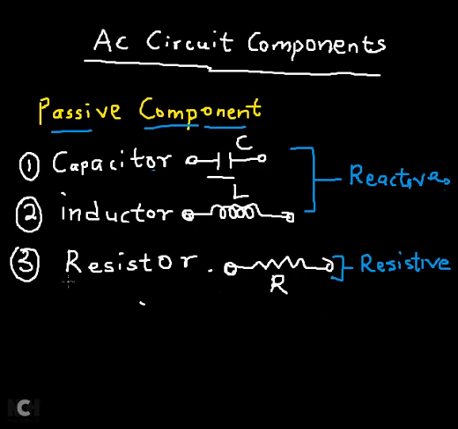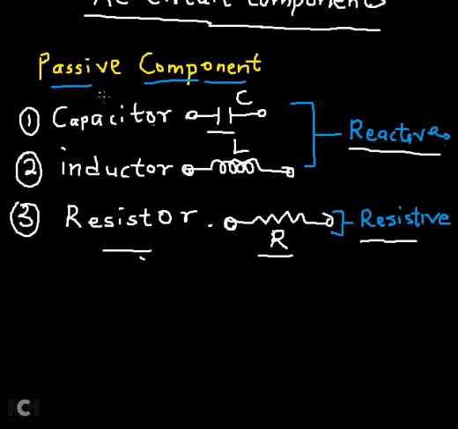Among these three components, we're going to discuss them one after the other. Two of them, the capacitor and the inductor, are referred to as reactive components. They provide reactance to the flow of alternating current, while the resistor is known as a resistive component because it only provides resistance to the flow of alternating current. The difference between reactance and resistance is what we're going to discuss as we proceed. So let's start with the very first component, which is the capacitor.